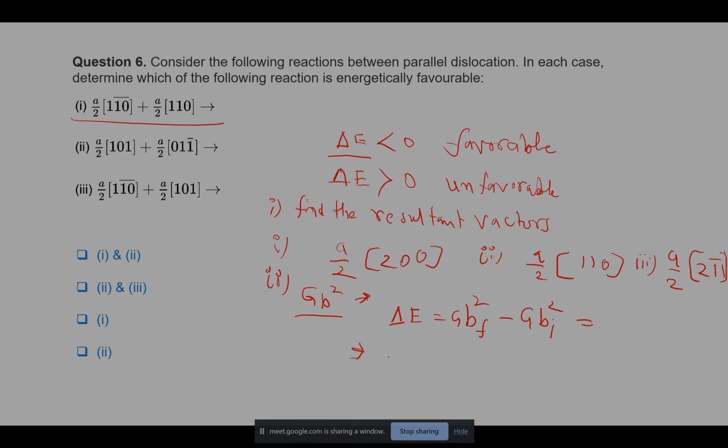What we just have to find out is whether it is lesser than 0 or greater than 0, because G is positive. So del E is equal to b final square minus b initial square. So b final, what is that? b final is like this one. For the first option, I'll try to calculate.